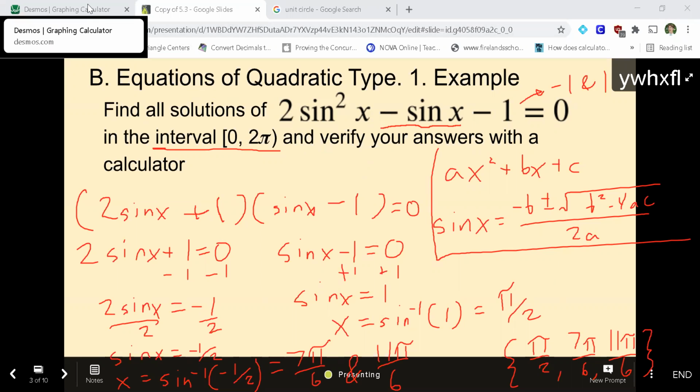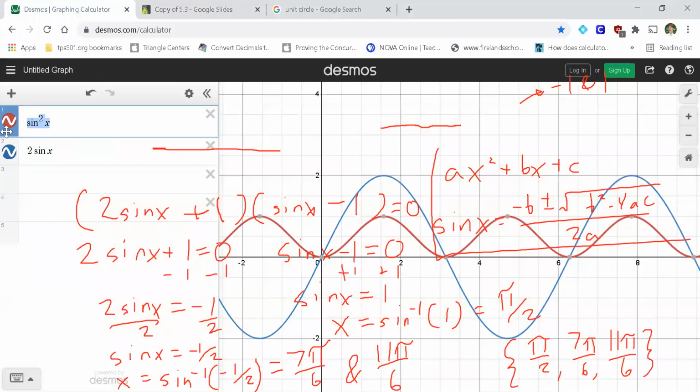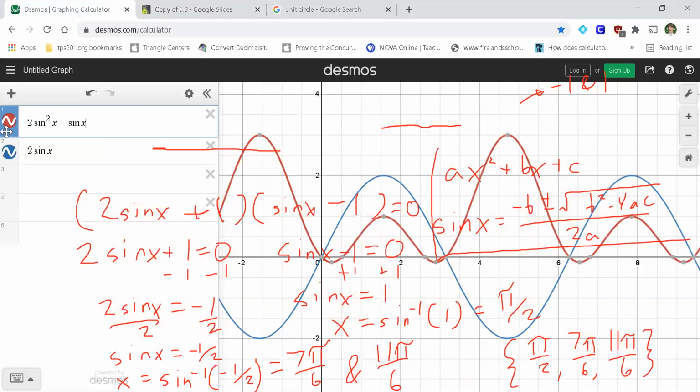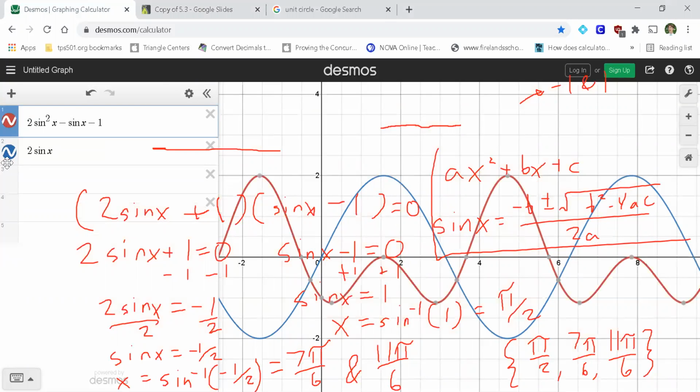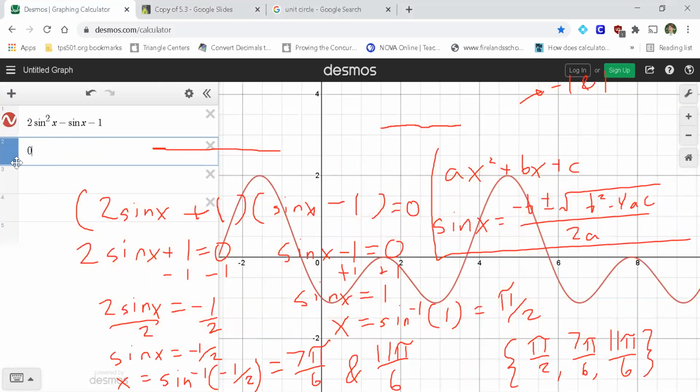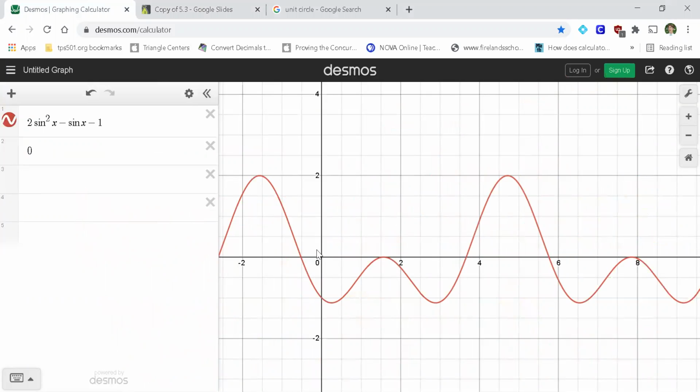Let's show you how to check this really quick. All right, left side of the equation is 2 sine squared x minus sine x minus 1. And the other equation is just 0. And you can see between 0 and 2 pi, 3 answers. Boom, boom, boom.